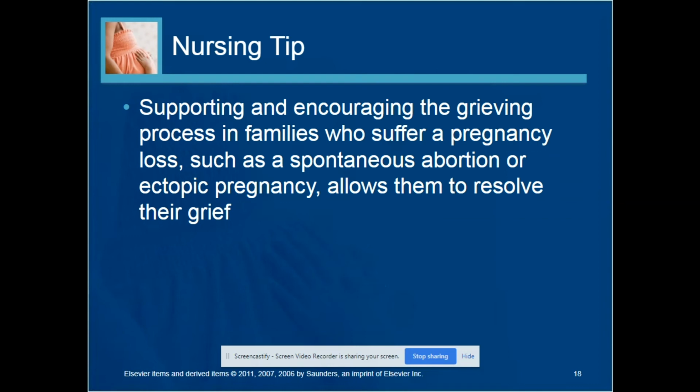We're going to support and encourage the grieving process. Now look at that. It's support and encourage grieving. Because families who suffer a pregnancy loss, such as a spontaneous abortion or ectopic pregnancy, may have been trying to get pregnant, may have wanted a baby, and this allows them to resolve their grief so they can move on and try again.